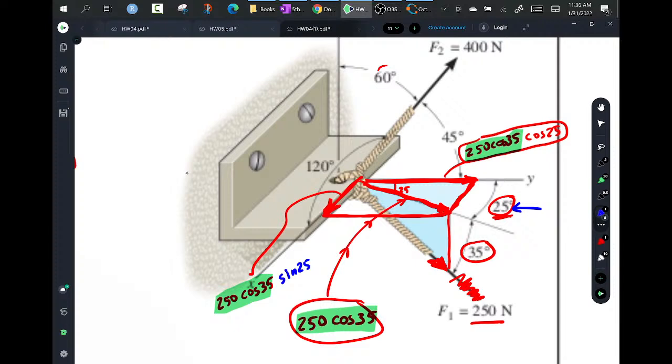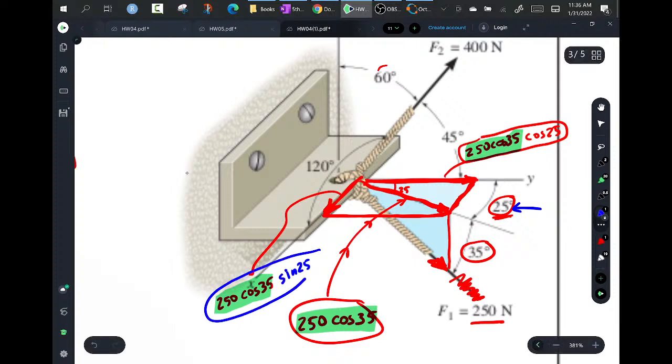Now, with those, this becomes F1, the x component. This becomes F1, the y component. Now, what do you do about the z?